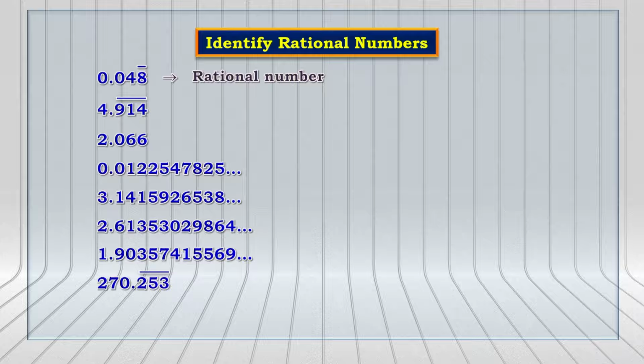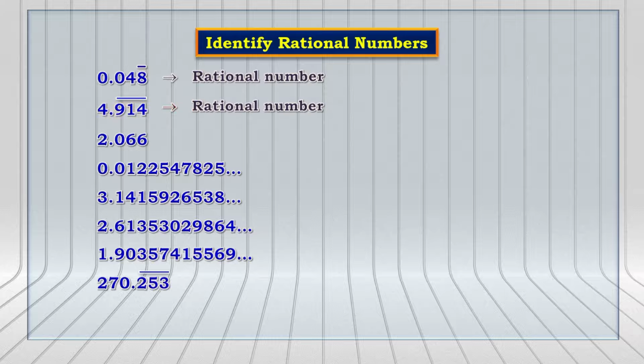Now if we take a look at the next example, that is 4.914, with a bar on top of 914. Here 914 is repeating, so this is also a non-terminating recurring number. So that's why it is a rational number.